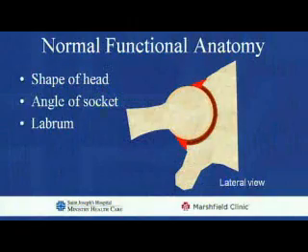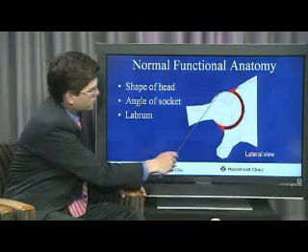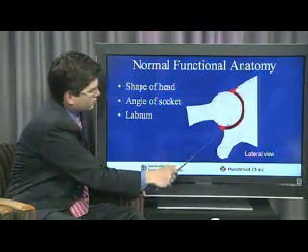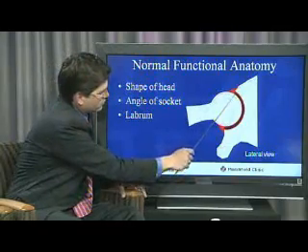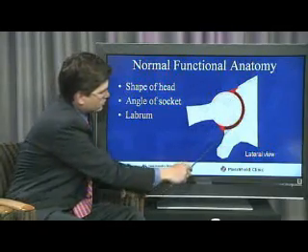So first of all, to understand this better, I think it's helpful to show what we consider the normal functional anatomy of the hip. You can see that the hip, as Dr. Kenny is going to point out for us, is essentially a round ball that fits in a socket that exactly matches the round sphere of the head.